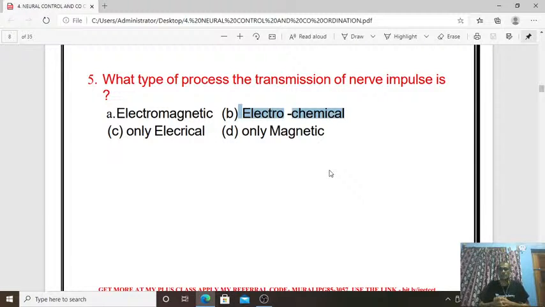Electrical synapse and chemical synapse will be there, where neurotransmitters, chemicals like acetylcholine, are involved. If the nerve endings are very close to each other, then an electrical synapse will be there, and if there is a gap between the nerve endings and the muscle cell, we observe a chemical synapse. So the answer is B, electrochemical, in the transmission of a nerve impulse from one neuron to another.